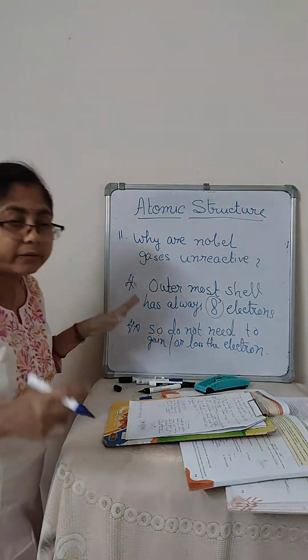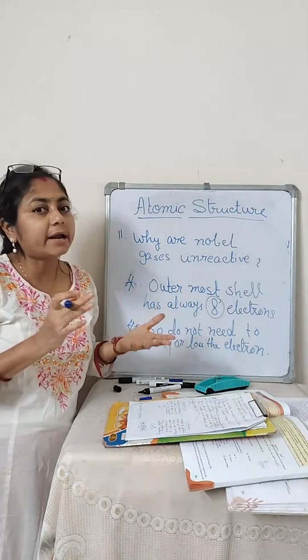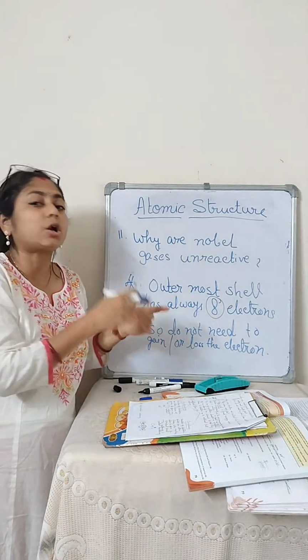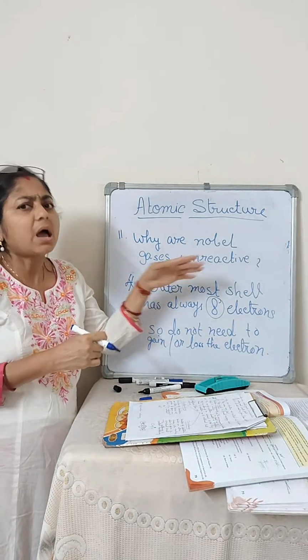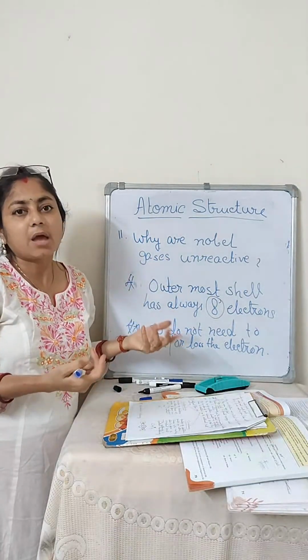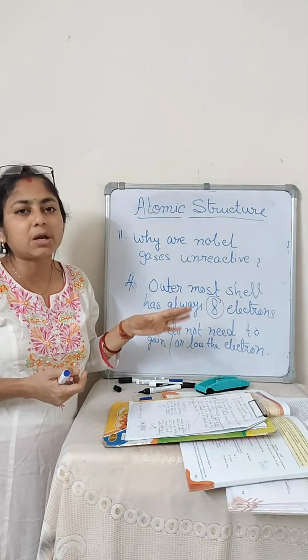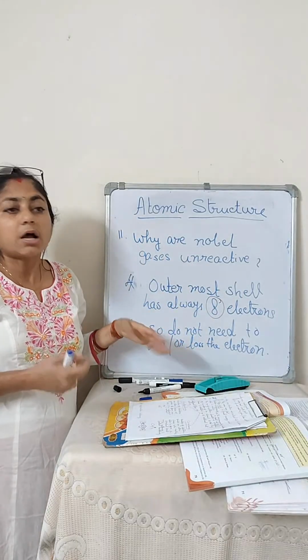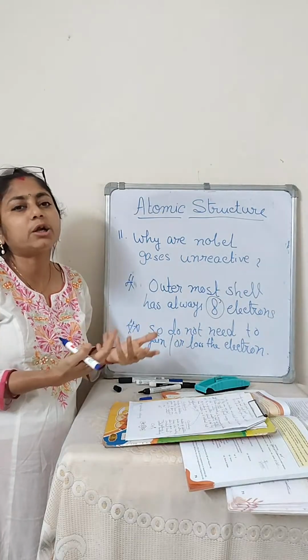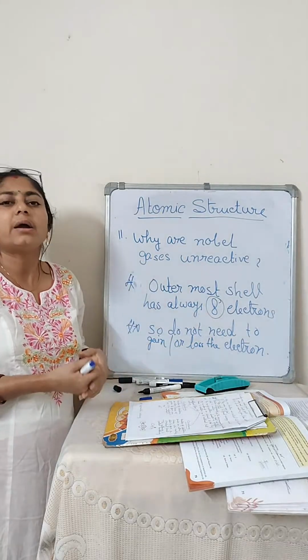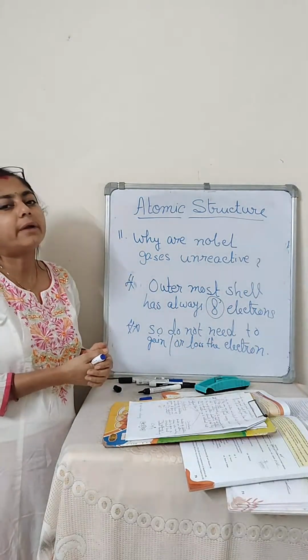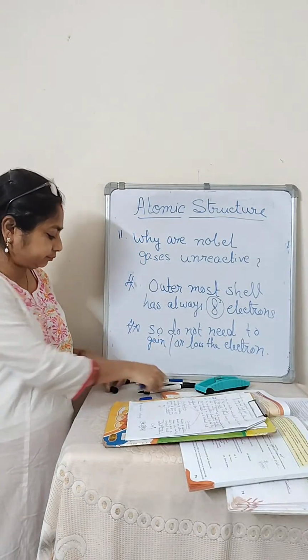Completed. For that reason, other atoms want to make the structure of these noble gases, and noble gases do not need anything because they always have 8 electrons in the outer shell, so they have no need to take or gain electrons. Please write the answer on the board.